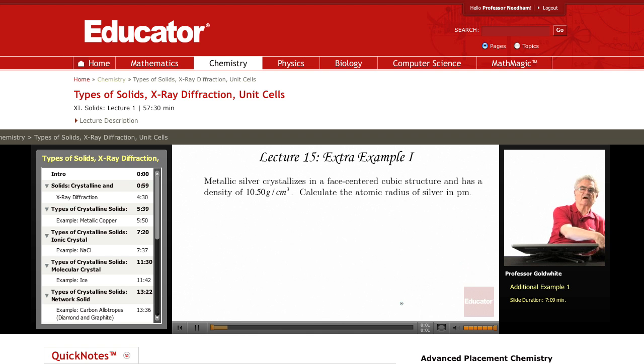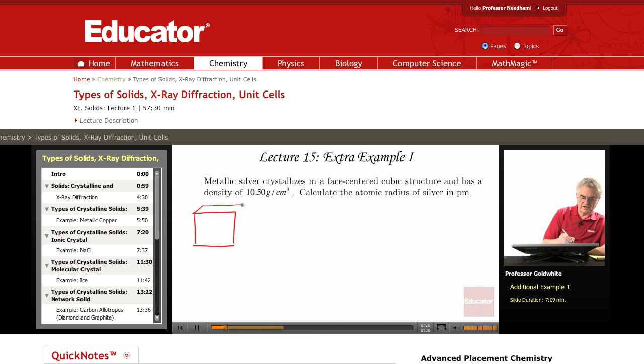Metals crystallize in different varieties of the cubic form of the unit cell. And in this case, metallic silver crystallizes in a face-centered cubic structure. In order to solve this problem, we need to visualize the face-centered cubic structure. Let's draw a diagram of it.